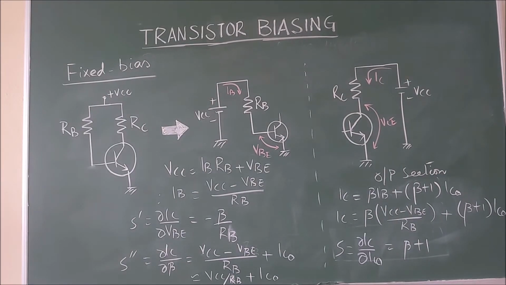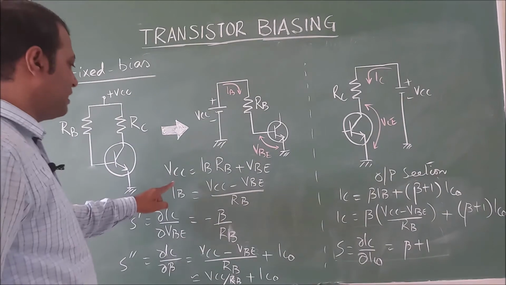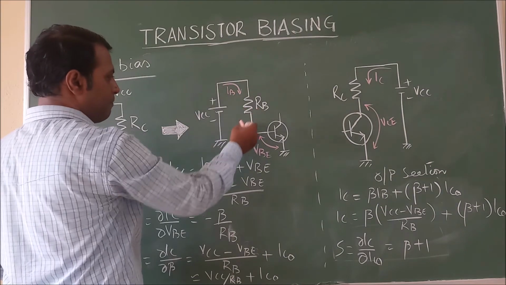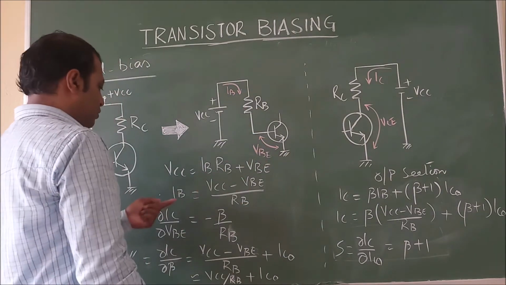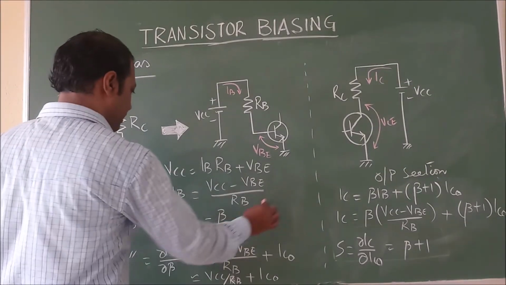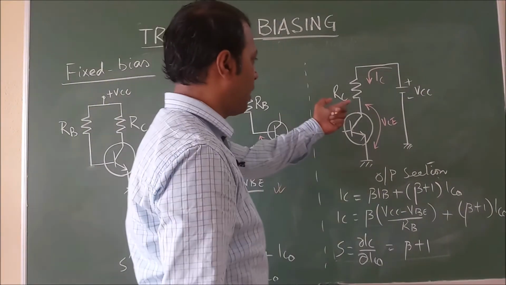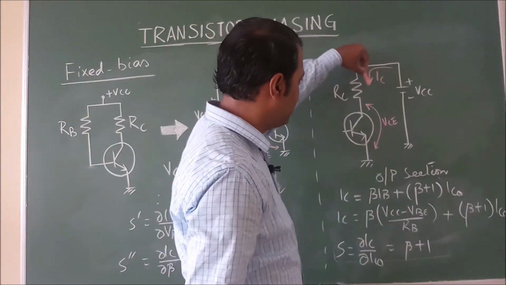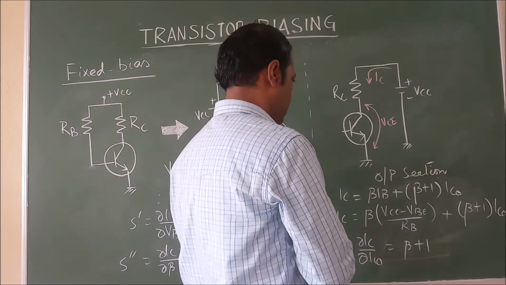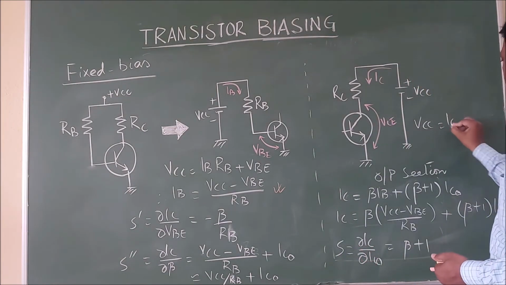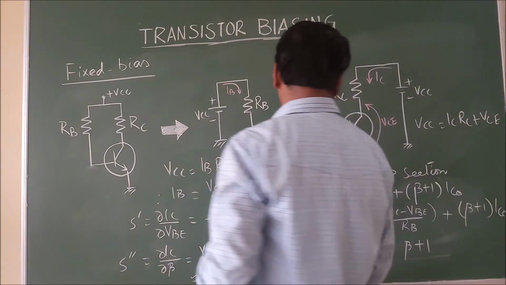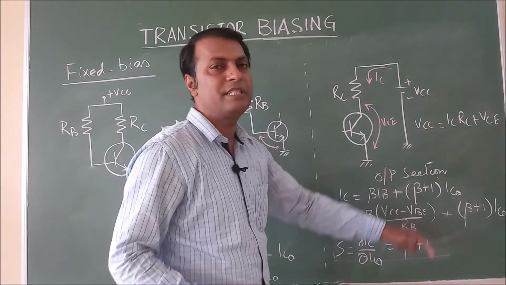Now from the input circuit, we may write VCC is equal to IB RB plus VBE. That is, the IB current flows through RB, plus VBE. So IB becomes equal to VCC minus VBE by RB. This is IB. Then from the output section, the IC current flows through RC. So we may write VCC is equal to IC RC plus VCE, and IC, the collector current, is equal to beta IB plus beta plus 1 ICO.